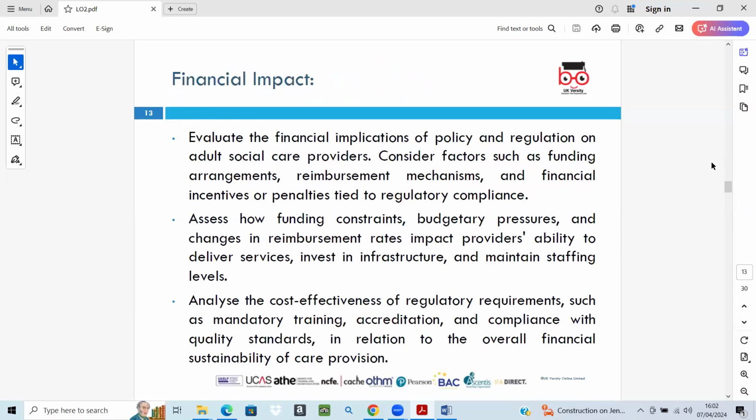Then we have the financial impact. We always need to consider the cost associated with regulatory compliance, such as registration fees, inspection preparation, and staff training. And we need to consider how these costs affect the financial sustainability of care providers. We also need to evaluate the impact of funding mechanisms on providers, including reimbursement rates and eligibility criteria for funding, and analyze how changes in funding policies can influence the provision of care services.